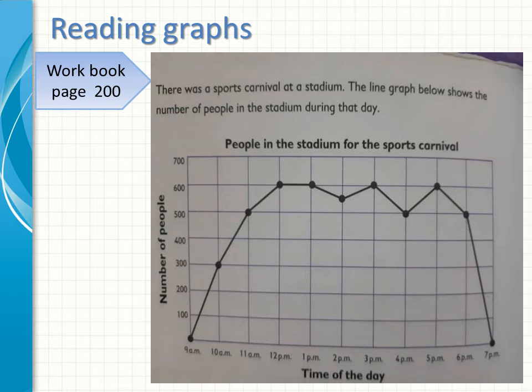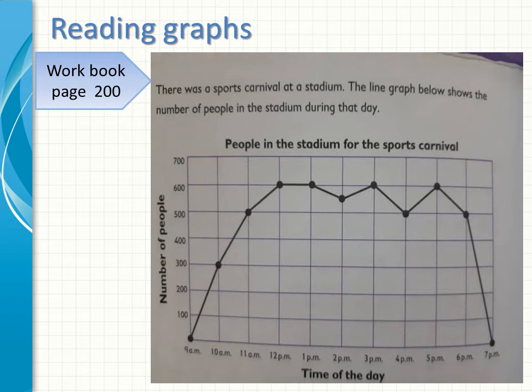Now what does this mean? It means that there were 500 people at the stadium at 11 a.m., at 4 p.m. and at 6 p.m. And let's answer also question D. Question D says, what time do you think the sports carnival finishes and why?